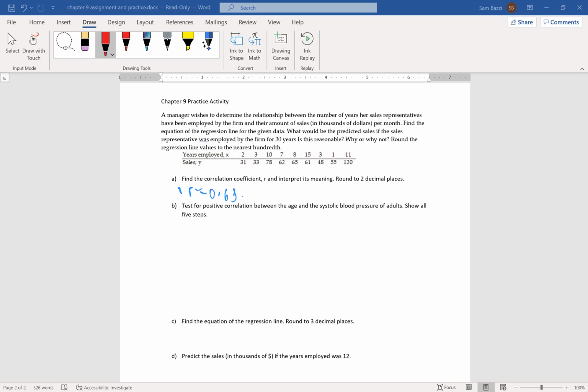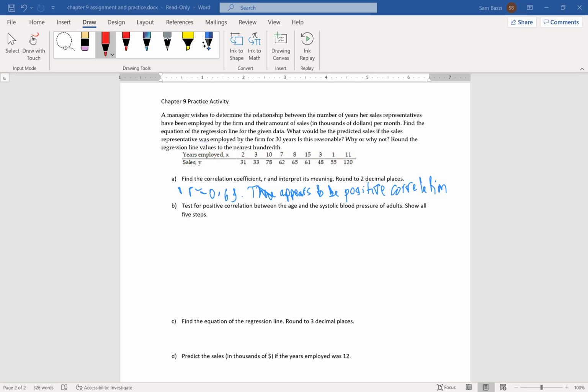To interpret its meaning, you say there appears to be a positive correlation. I'm not going to say strong here because R is not very close to 1. If it's close to 1, it will be a strong correlation.